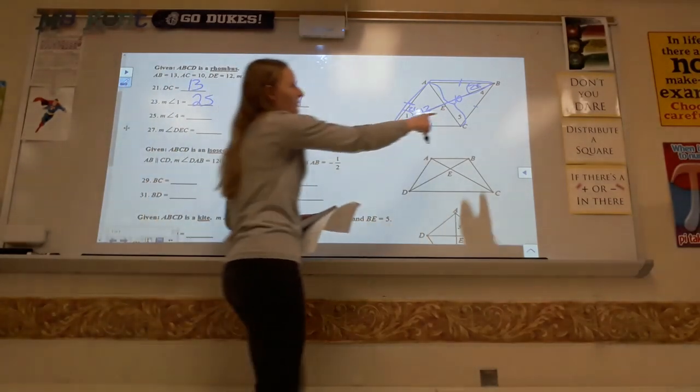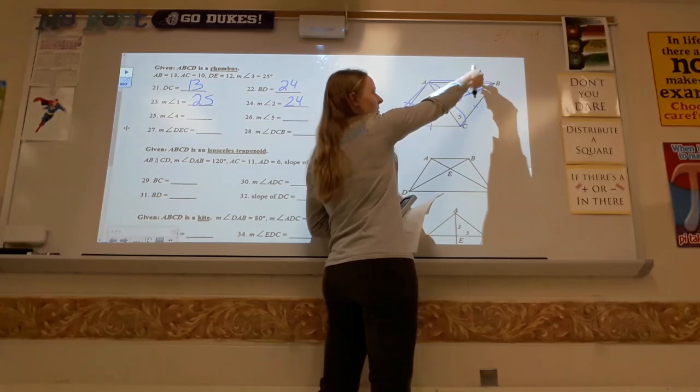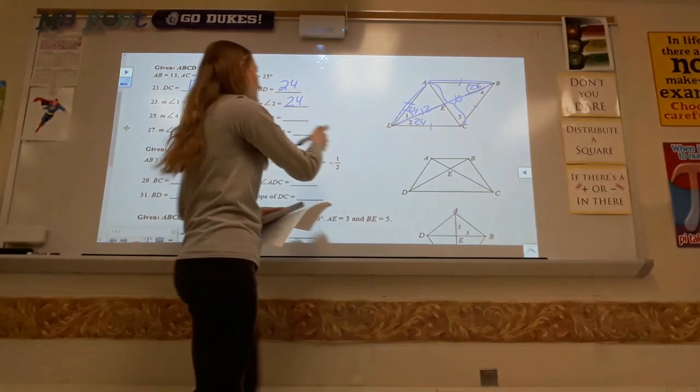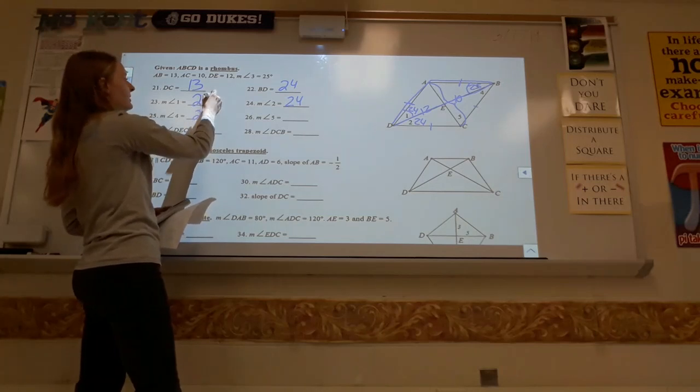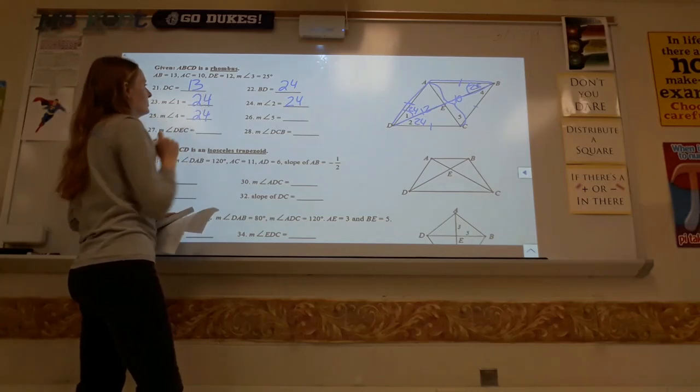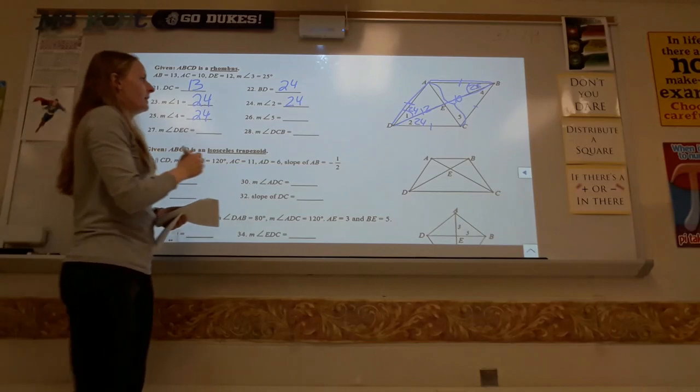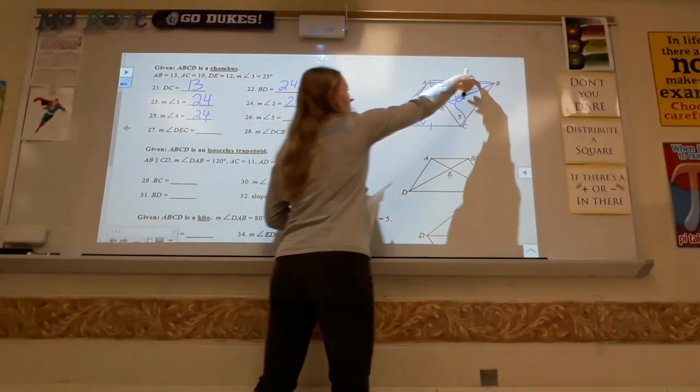I'm also looking for angle 4. Same thing up here. These 2 are halves. They're both equal to each other. So angle 4 would also be 24. I don't know why I wrote 25 here. I apologize. 24. All right, and then so all of these are the same.